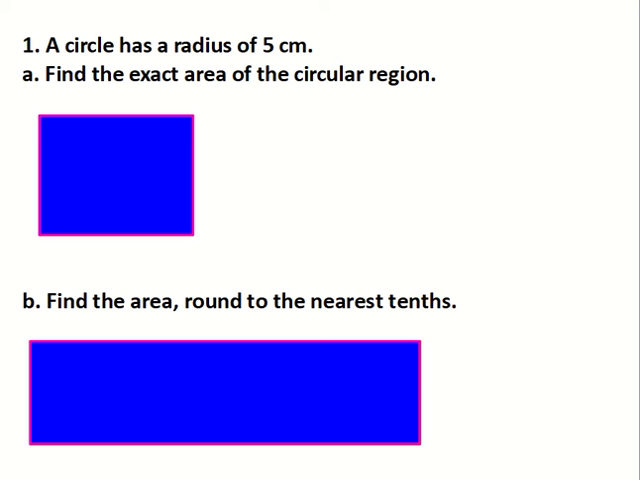A circle has a radius of 5 centimeters. Find the exact area of the circular region. So first of all, we're noticing that our radius is 5.